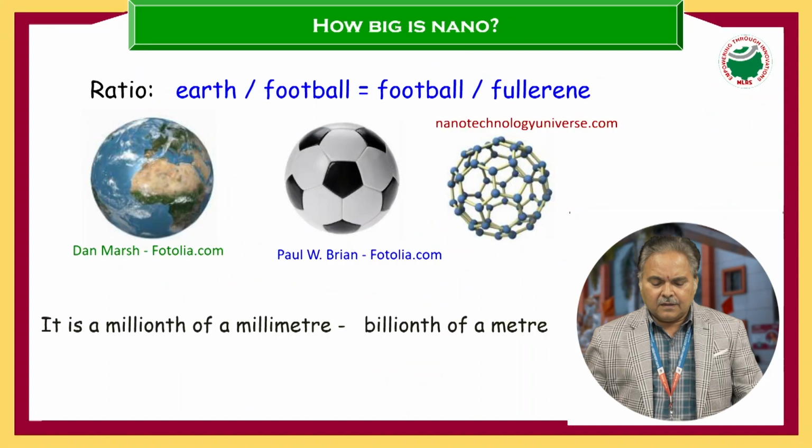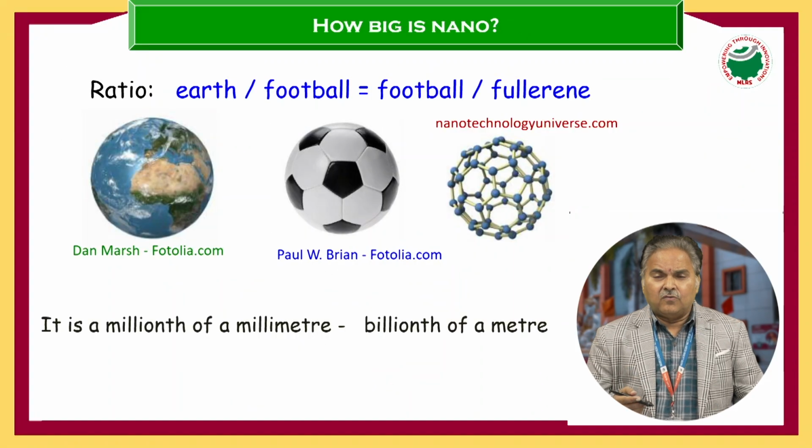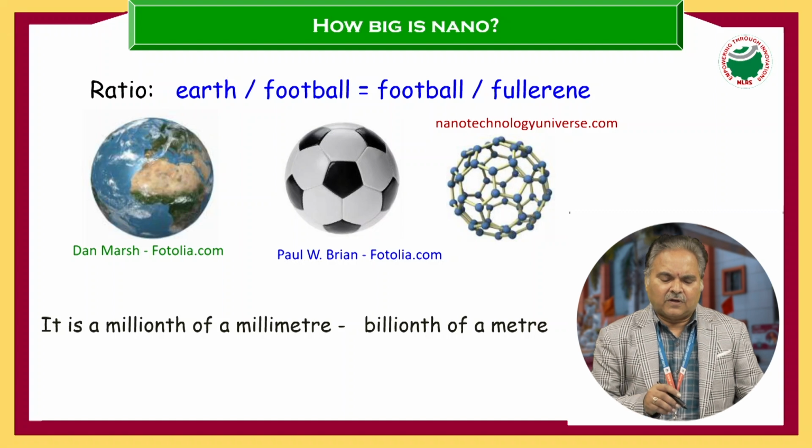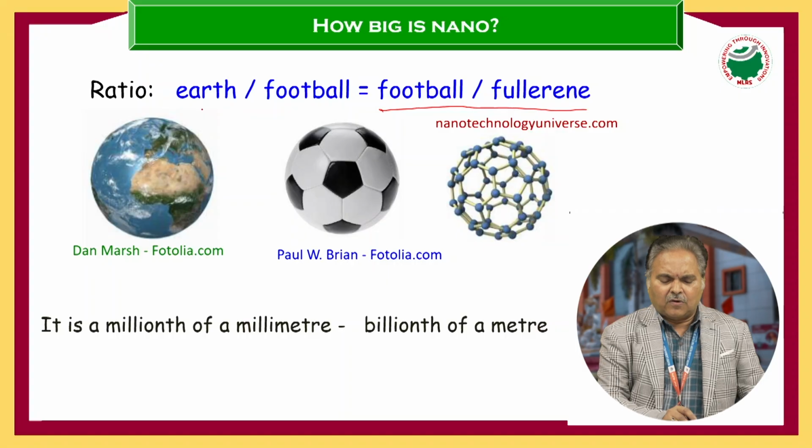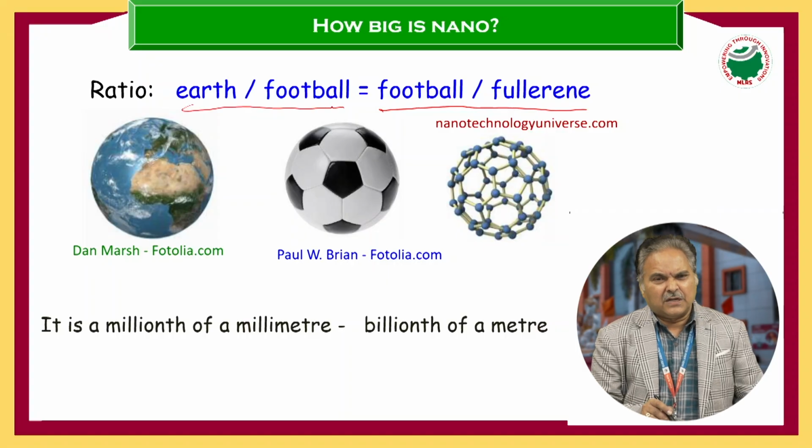Then, how big is nano? If you measure the ratio of earth to a football, whatever value comes will be similar to the ratio of a football to a fullerene, the buckyball. That ratio is a very huge value, because earth is a very big area and a football is very small.